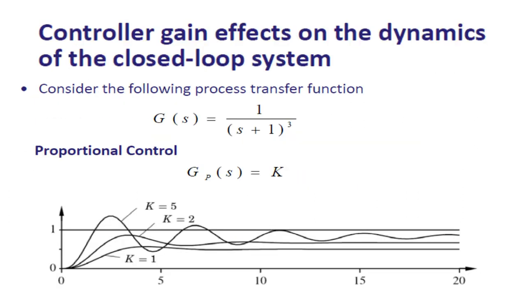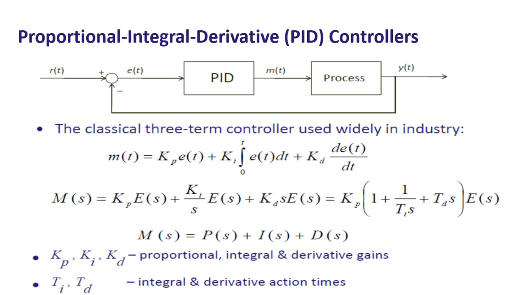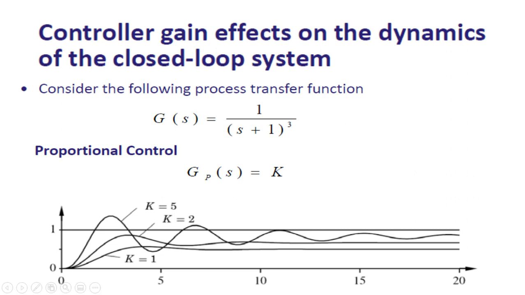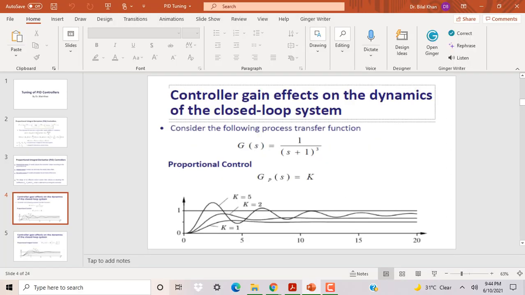Now, to look at how this controller will work, let's consider the following process transfer function, that is G of s equal to 1 over (s plus 1) whole cube. Now, if I introduce a proportional control, that is Gp of s equal to K, that means if this is my process and this is my gain, I put K here and just give a step input to the system and see how the output behaves. So in that case, this is the relation we are getting for different values.